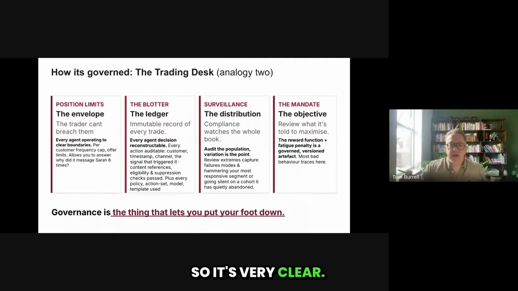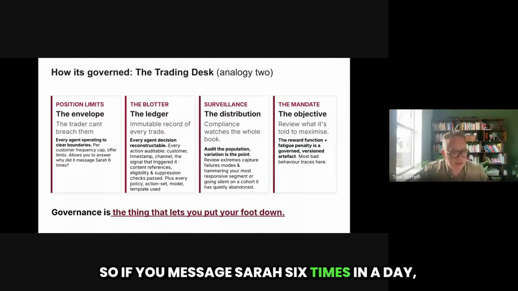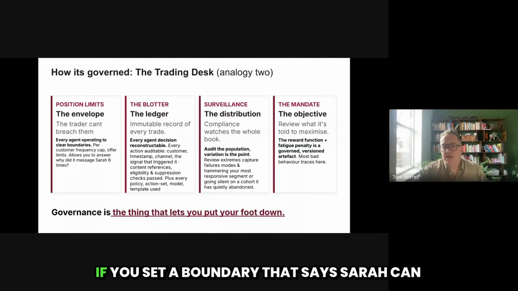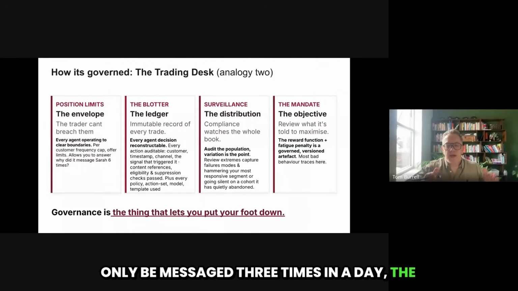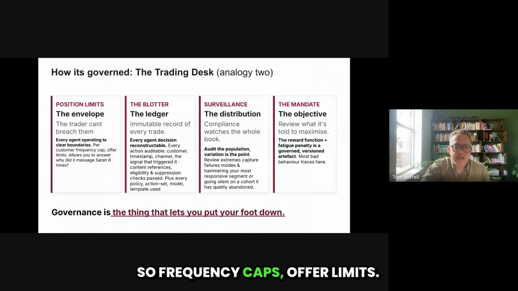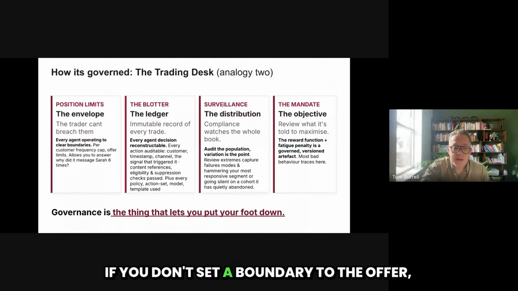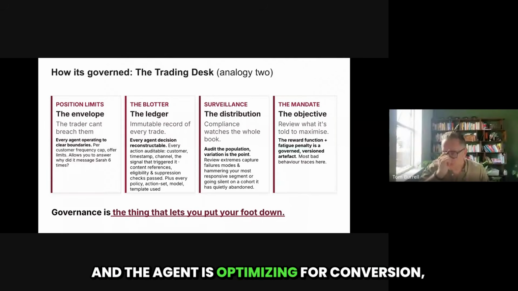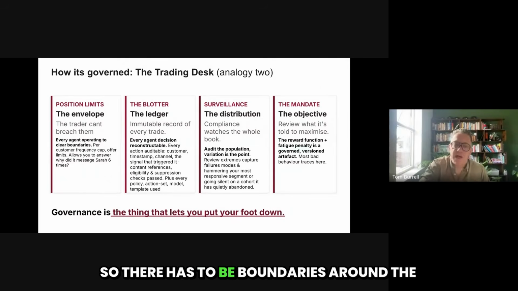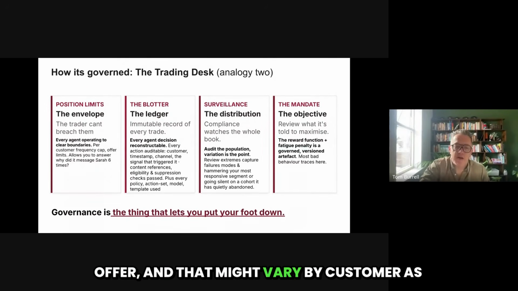If you say Sarah could be messaged 6 times in a day, then that's the boundary. If you set a boundary that says Sarah can only be messaged 3 times in a day, the agent observes that boundary. So that's the first thing: frequency caps, offer limits. If you don't set a boundary on the offer and the agent is optimizing for conversion, it might give a 99% discount, which of course you don't want. So there have to be boundaries around the offer, and that might vary by customer as well.